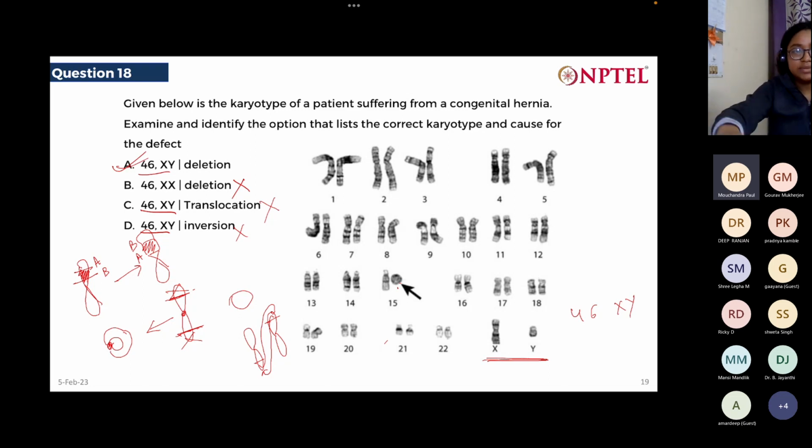Could everyone understand this example? From the given karyotype, we are trying to answer the cause of the defect, and we can also determine the sex of the person whose karyotype it is. So with this, I have completed all the 18 questions related to the week 1 content given to you.